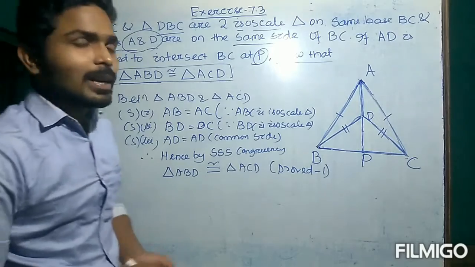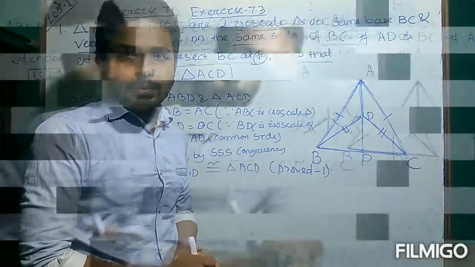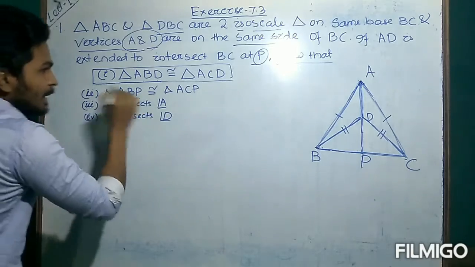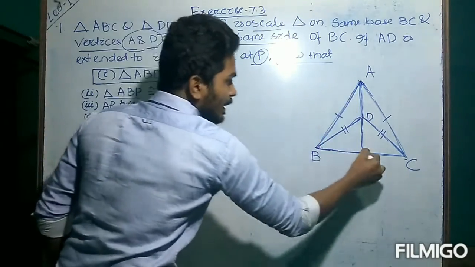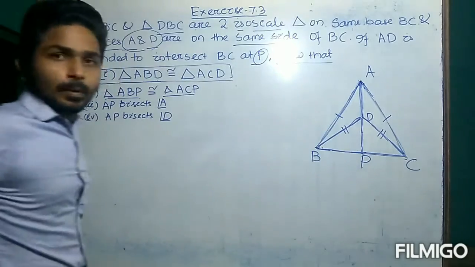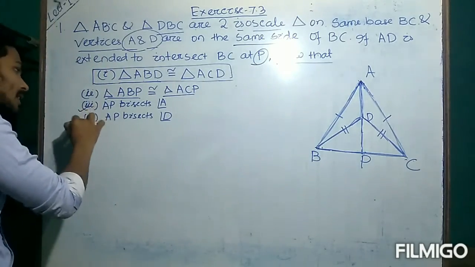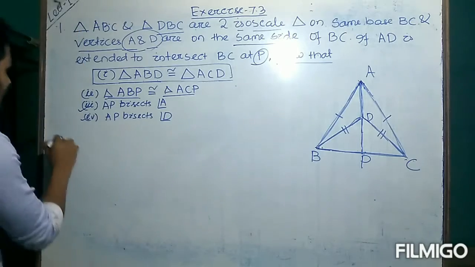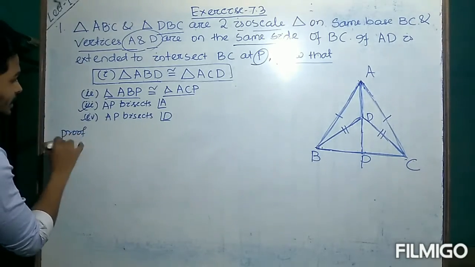Next, moving to the second statement. Now let us prove the second statement, that is triangle ABP, this triangle, is congruent to triangle ACP. Here we will also prove another two statements, but later on. Now we prove this statement. So, proof for the second statement.